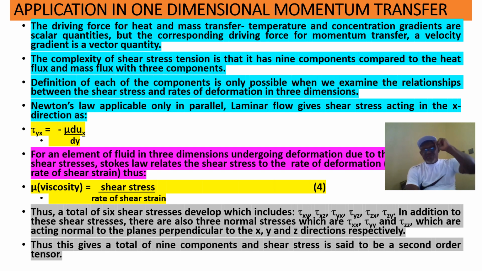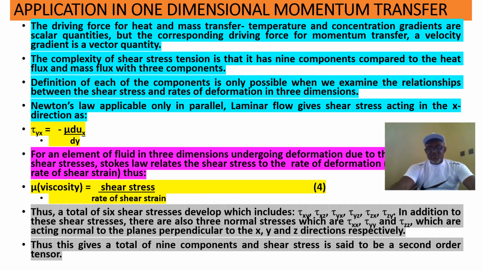Now, the driving force for heat and mass transfer, temperature and concentration gradient, are scalar quantities. But when you compare it to the driving force of momentum, which is velocity, velocity is not a scalar quantity. If you remember our scalar quantities and vector quantities, velocity is a vector quantity because it also has direction. Therefore, the complexity in this shear stress tensor is that we're going to have 9 components.